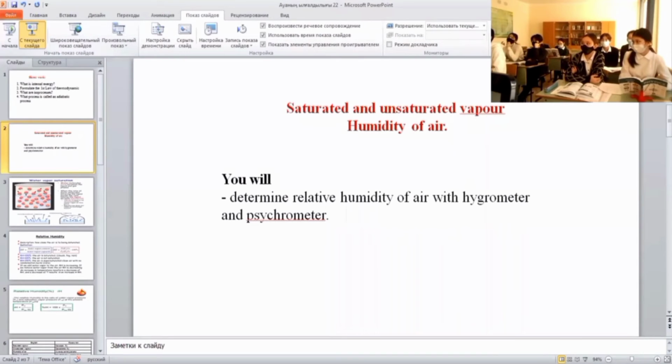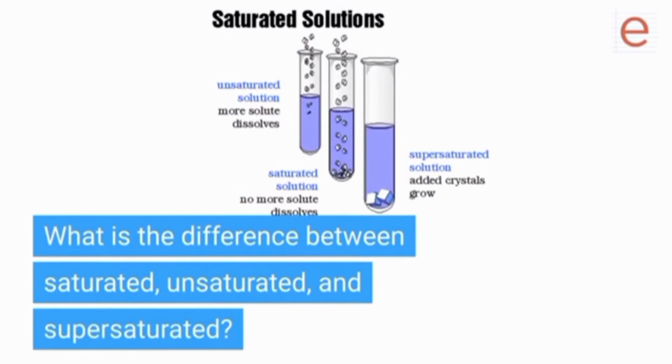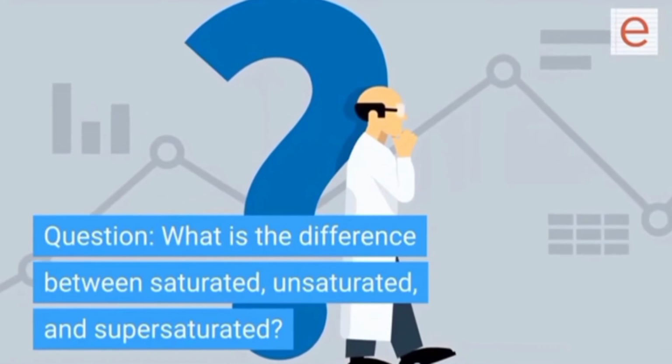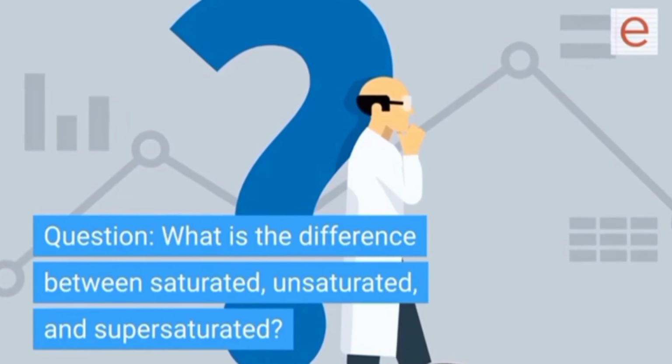We have three groups. First group, solids. Second group, liquids. Third group, gas. Look at the interactive whiteboard. What is the difference between saturated, unsaturated, and supersaturated?